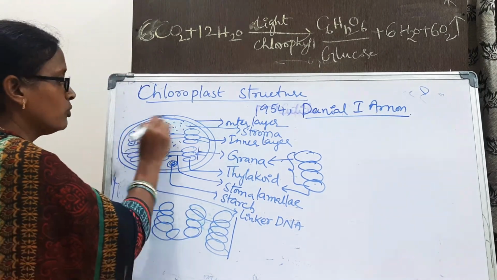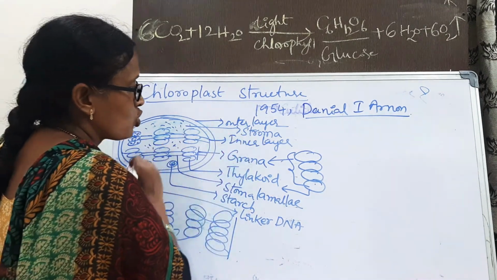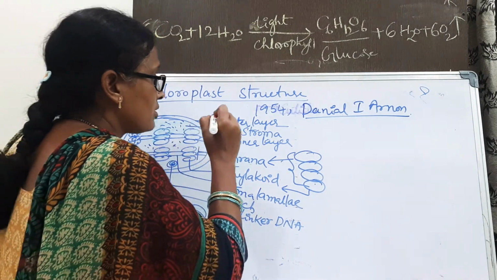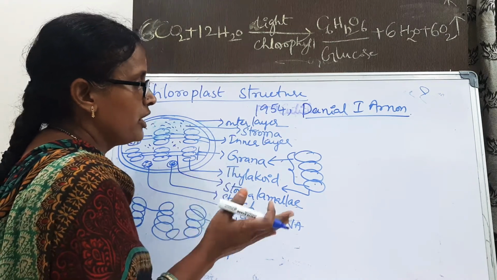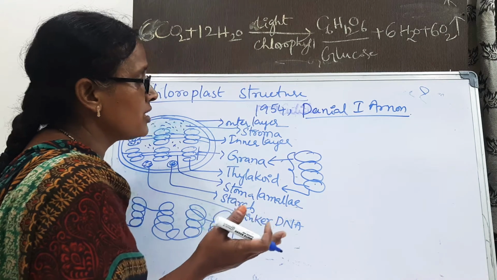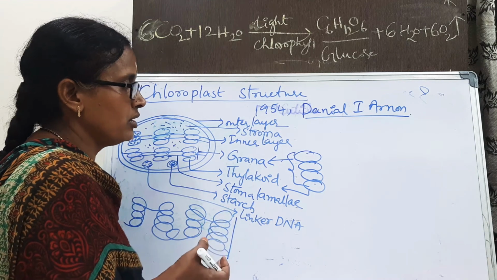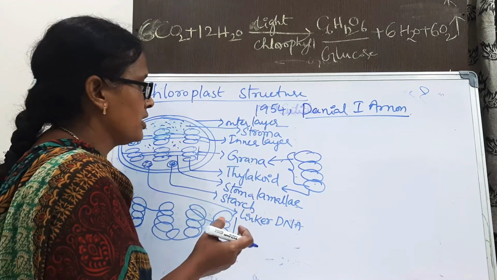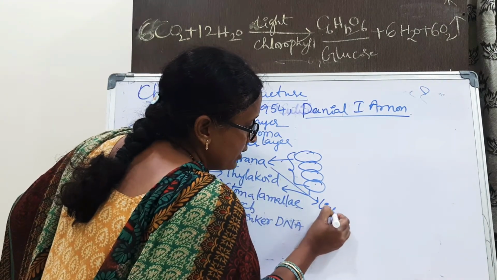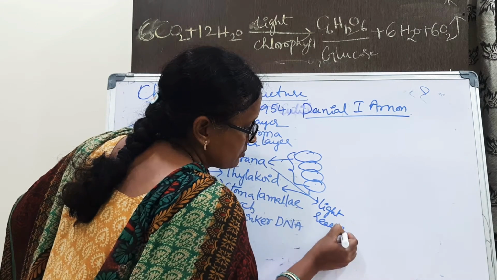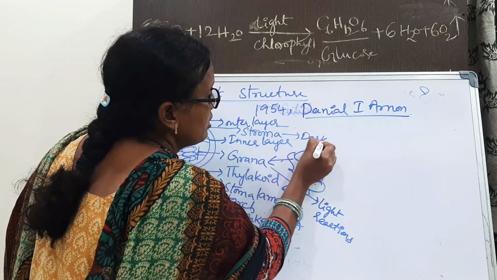The liquid portion, the fluid which is present inside the chloroplast, is known as the stroma. Here the photosynthesis reactions are divided into light reactions and dark reactions. Dark reactions does not mean that they occur only during the dark. For our convenience we divide them. Light reactions take place in the grana, and dark reactions take place in the stroma.